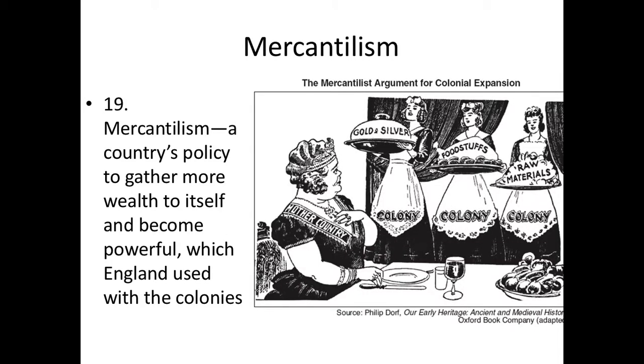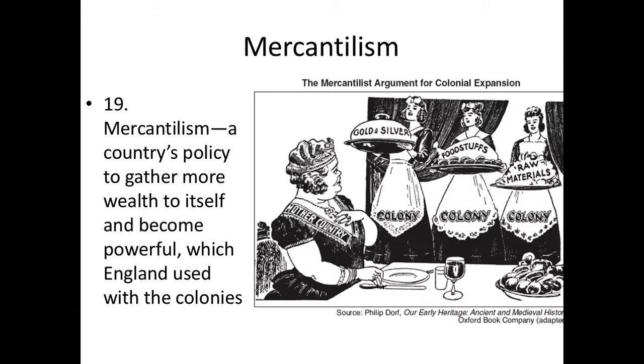So, something that motivated this triangular trade was a theory called mercantilism. Mercantilism is an idea that a mother country, or just a country that is really powerful, if they get more money, if they become more wealthy, they're going to become more powerful. And so, they established that there is a correlation between the wealth of a country and that country's power. And so, because a country wants to be powerful, they're going to try to get more money.